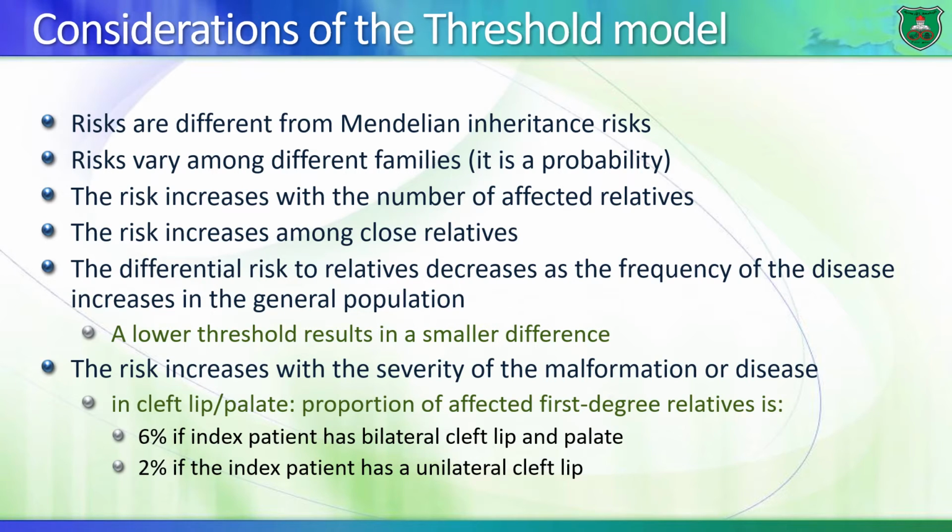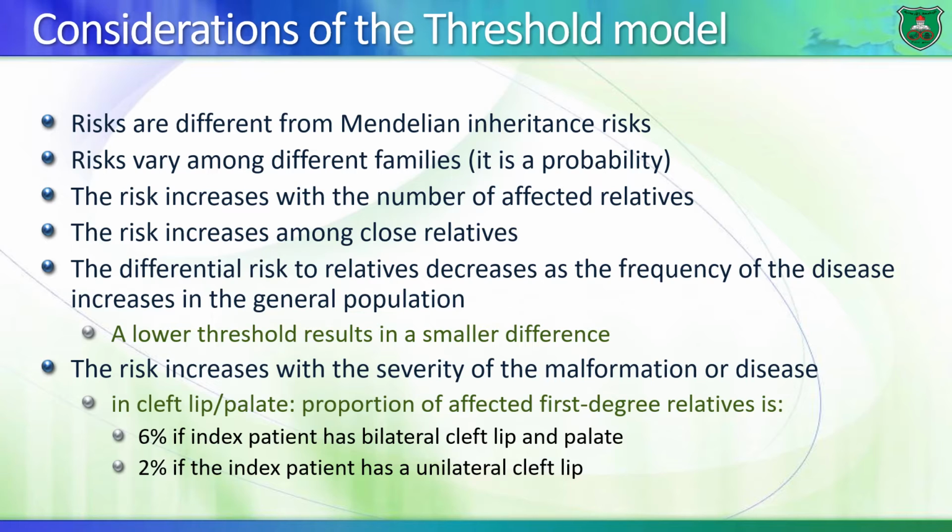So there are some points that we have to consider when it comes to the threshold model. The first is that risks are different from Mendelian inheritance risk. So it's not clear cut. It's not like if a person has this genotype, this person would be affected, because we have the involvement of other environmental factors that can change, by the way. So if a person is leading a bad lifestyle, this person can switch to a healthy lifestyle, and this person can reduce his or her risk of developing that condition.